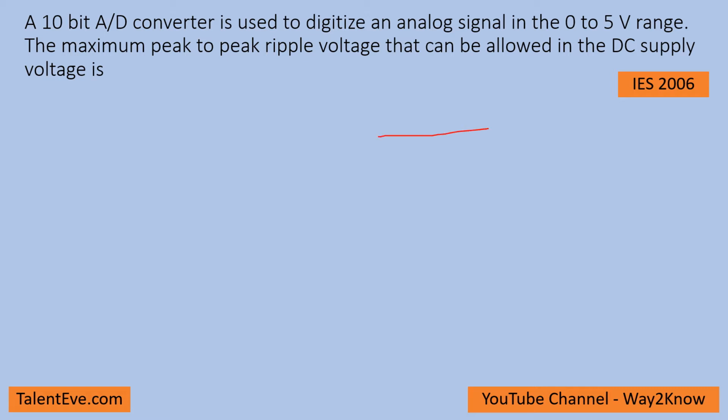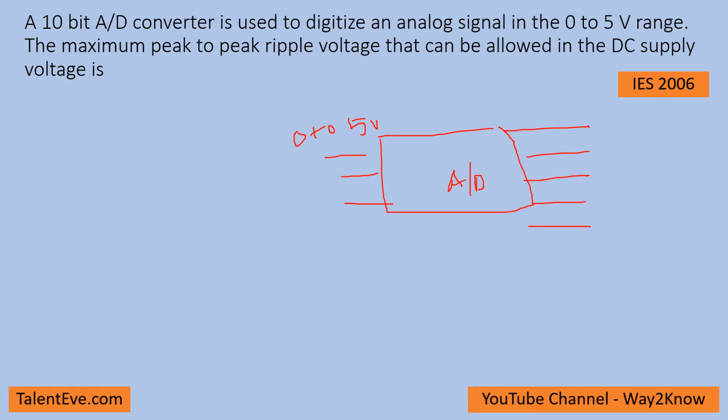The statement is that there is an A by D converter, and the input is an analog value which is 0 to 5 volts, and the output is a 10-bit digital value. So in this scenario, what is asked is basically what is the minimum value of ripple that should be there on the DC supply voltage.